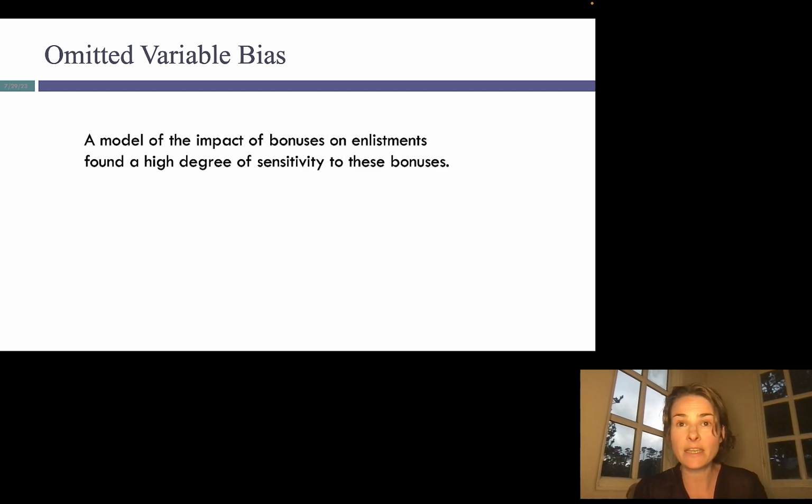Perhaps less dramatic, but closer to home, a model of the impact of bonuses on enlistments. This is a really hard thing to study. How much does offering a bonus help us get new enlistees? Well, one model found a high degree of sensitivity to these bonuses. Great! We should offer more. Well, actually, we need to offer just small bonuses and we'll get all the people we want.